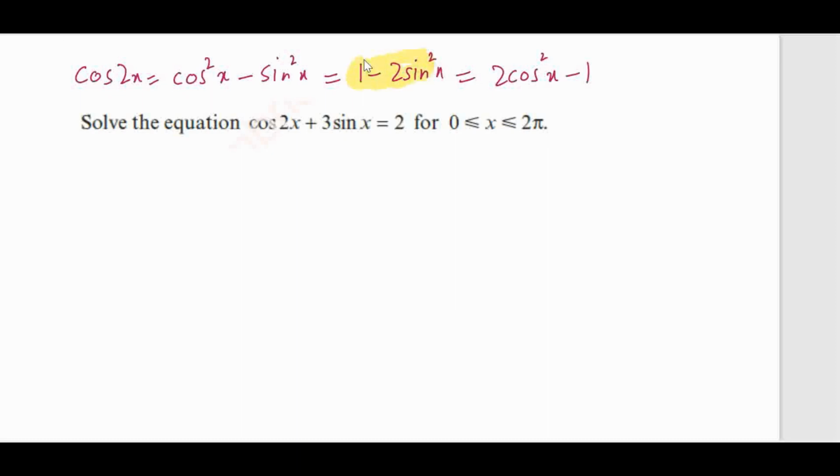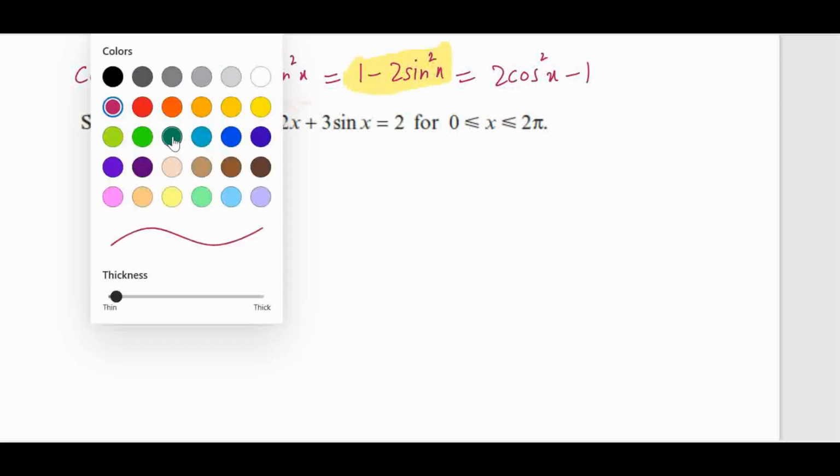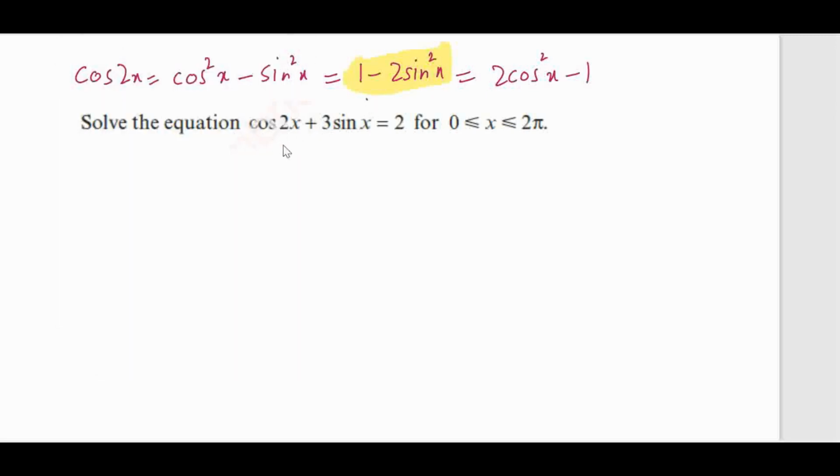Why are we using this one? Because in a trigonometric equation or function, we always try to bring the equation into the form of a single trigonometric ratio or function. So we have to replace cos of 2x with this.